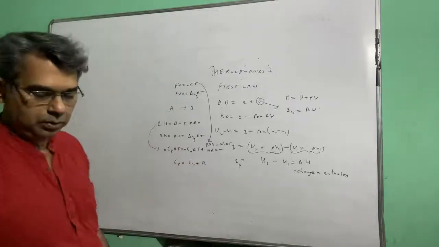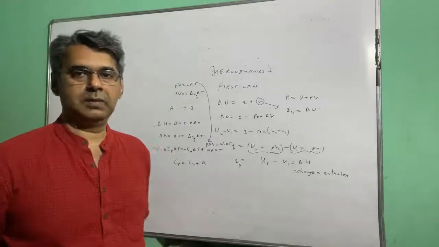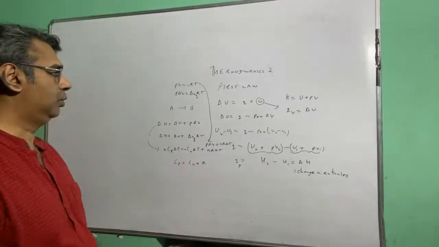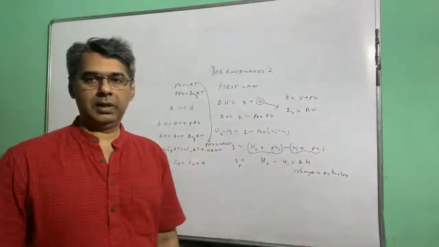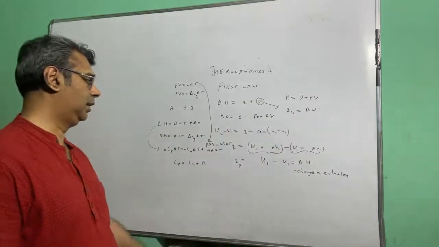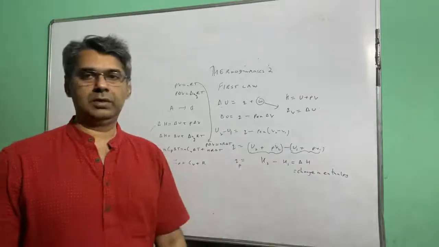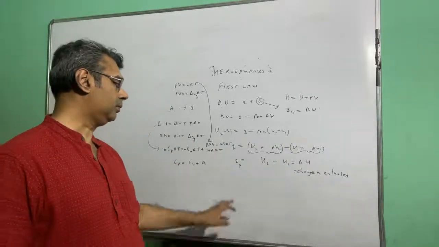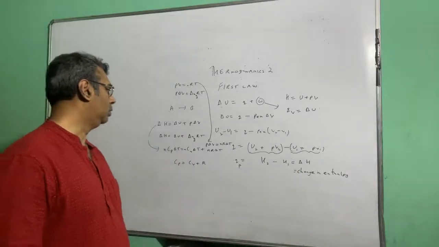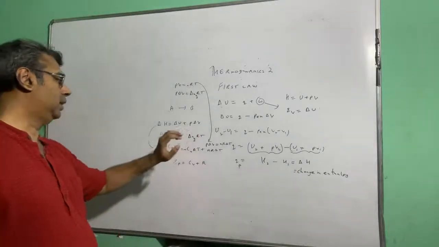Okay, now we come to the molar specific heats. You see what happens is, I have told you that QV is equal to delta U, that is, heat absorbed at constant volume is change in internal energy. I have told you that QP is equal to delta H. So heat absorbed at constant pressure is change in enthalpy.